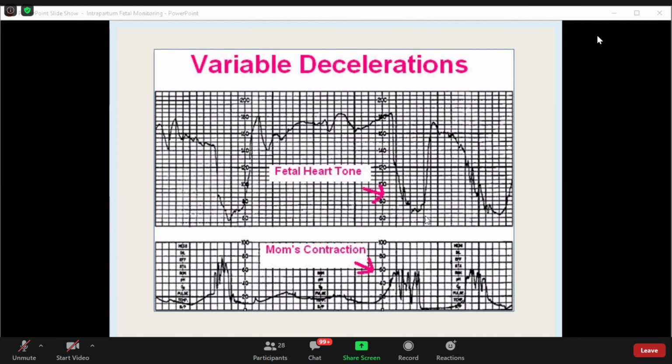Down to 60. Yeah, this is not good. Okay? So as soon as you see this, you need to be moving this mother.